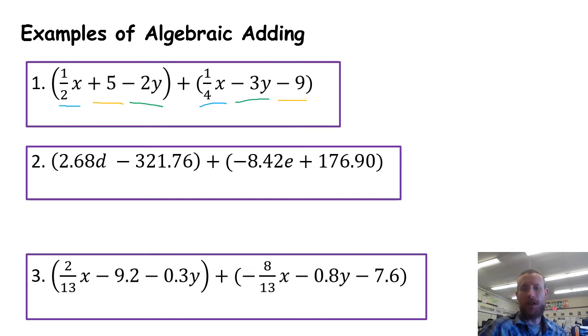In number 2, we have a term with d in it, 2.68d, but if you look through this expression, there's no other term with d in it, so it's not going to be added. Negative 8.42e, that has an e in it, but again, there's no other term that has e in it, so it can't really be combined. The constant terms, however, 176.90, can be combined with negative 321.76. So what would we get as a simplified form of that expression? I'll give you 1 minute to think about these three problems, maybe a couple minutes, and then I'll show you the answers for 1 and 2. The third one is for you to figure out on your own.